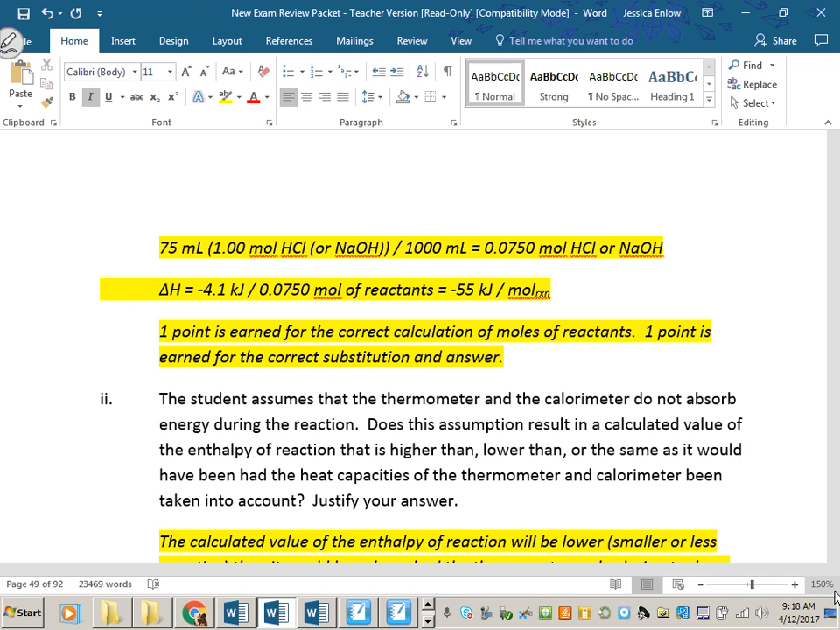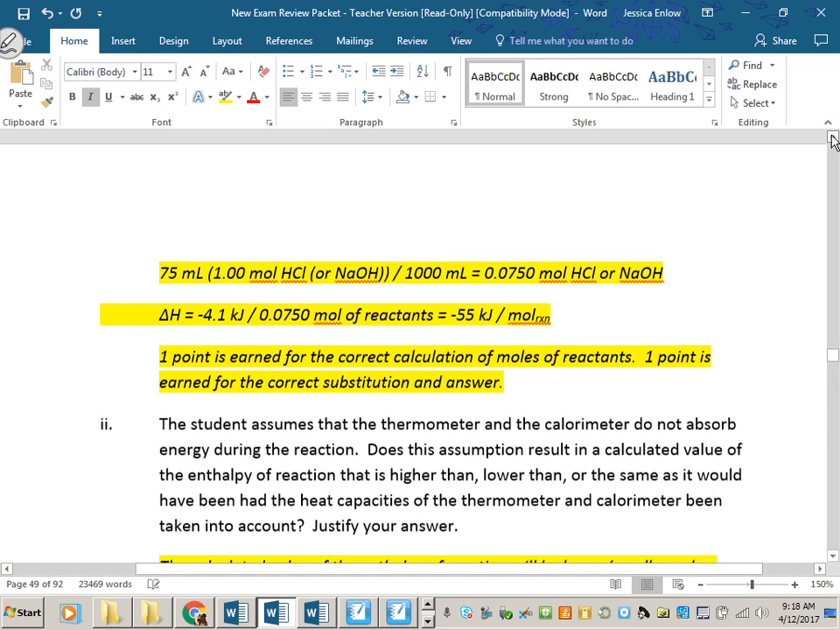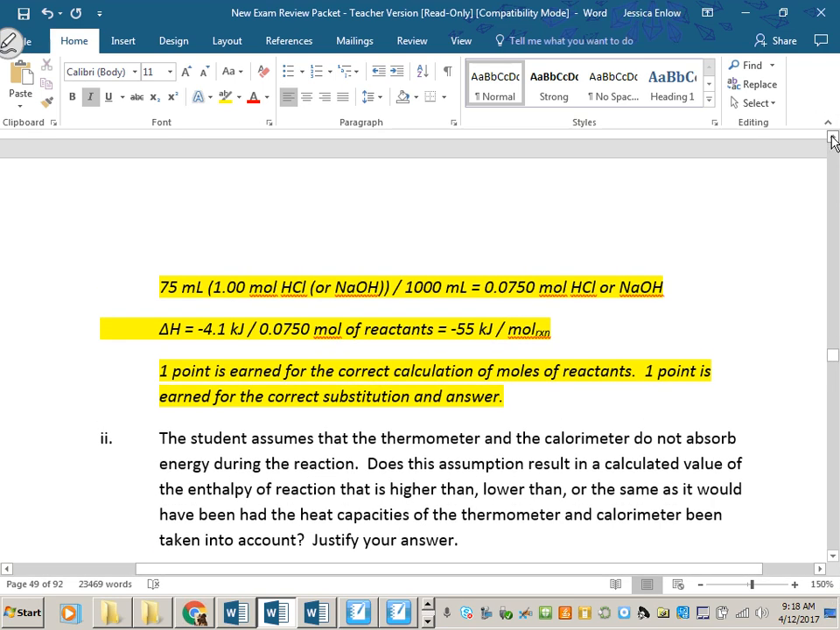All right, so the next one, they assume that the thermometer and calorimeter do not absorb the energy, which is not an assumption you should make. You should always assume that they're absorbing some energy. So, don't look yet, what does that do to the value of delta H? When you say lower, give me a directional, like lower exothermic value or endothermic or what? How can you explain that? I said smaller magnitude. Smaller magnitude exothermic reaction?